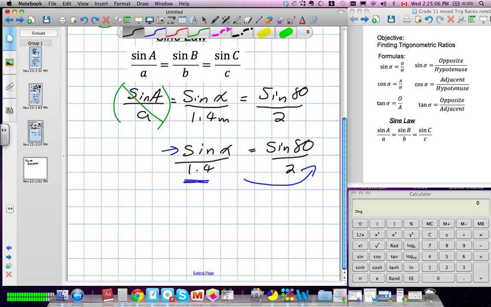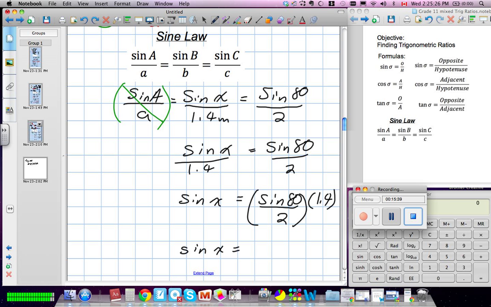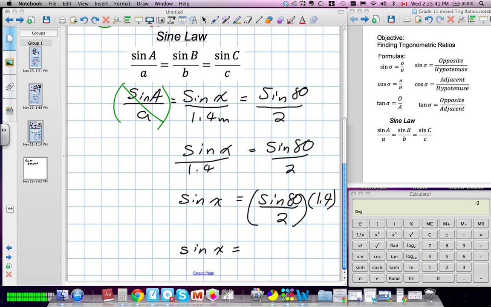So when we equate that side, what do we get, Chris? All right, well, let's do the side first. So we have sine 80 divided by 2 times 1.4. 0.689, and it goes on forever.